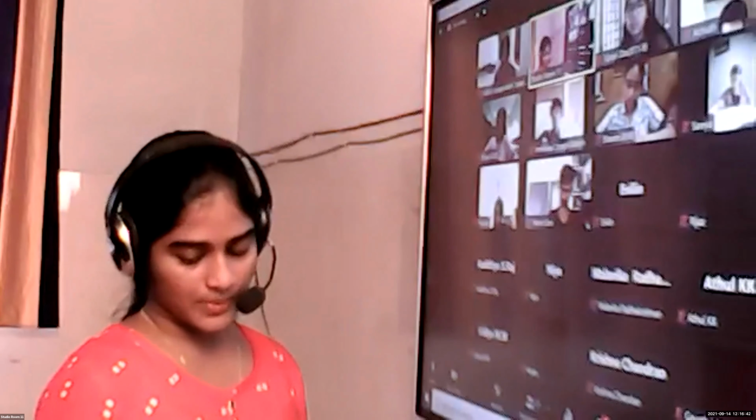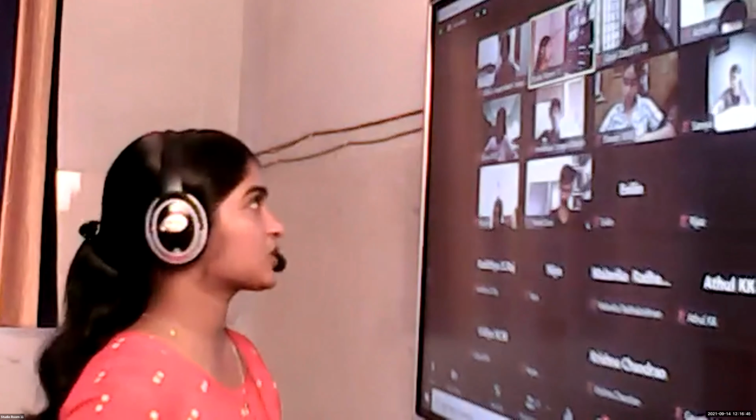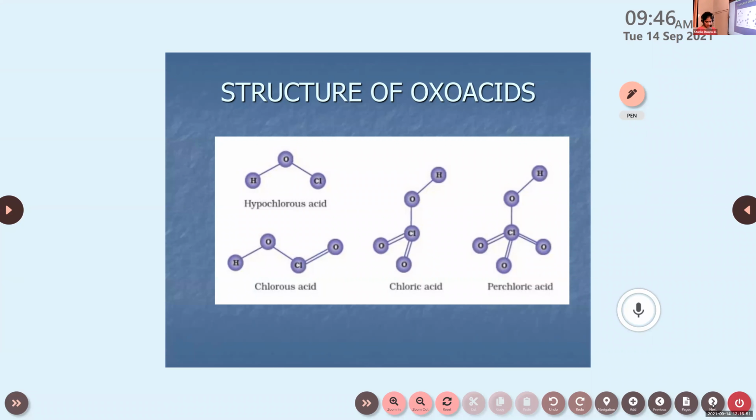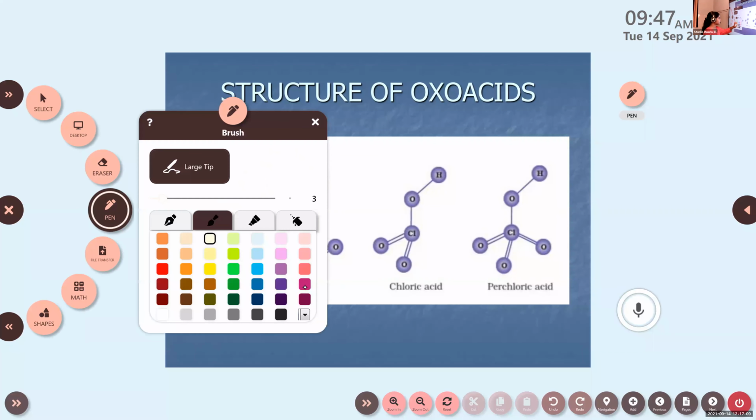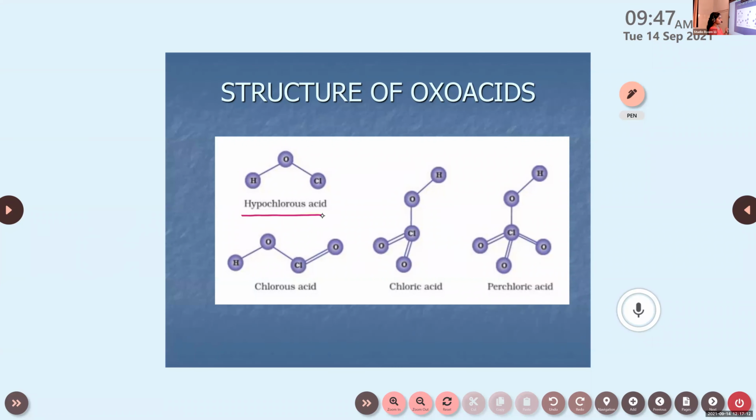Then the next one is about oxo acids of halogens. In the case of oxo acids of halogens, you only need to learn the structure. So these are the structures of oxo acids. The first one is hypochlorous acid. Its chemical formula is HOCl. Here you can see the oxygen atom at the center, with hydrogen and chlorine at both sides. So you should be familiar with this structure. Then the next one is chlorous acid, HOClO.